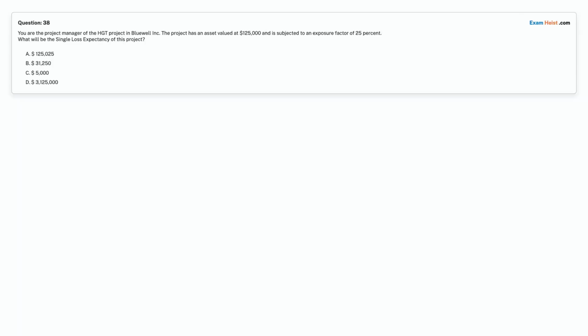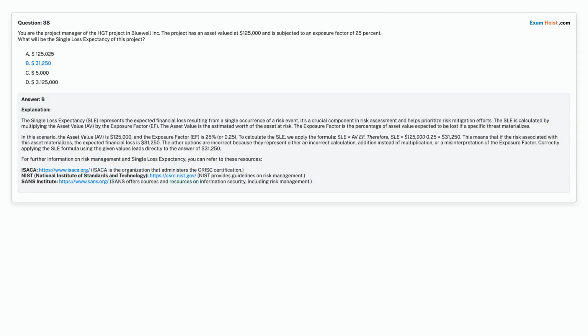Question 38. You are the project manager of the HGT project in Bluewell Inc. The project has an asset valued at $125,000 and is subjected to an exposure factor of 25%. What will be the single loss expectancy of this project? Option A. $125,025. Option B. $31,250. Option C. $5,000. Option D. $3,125,000. Choose the correct answer. Correct answer is Option B, $31,250.